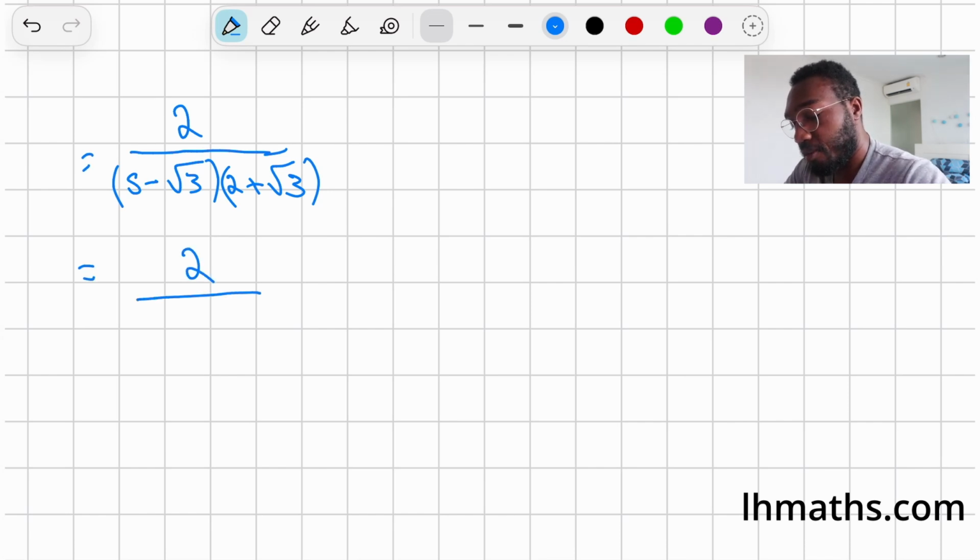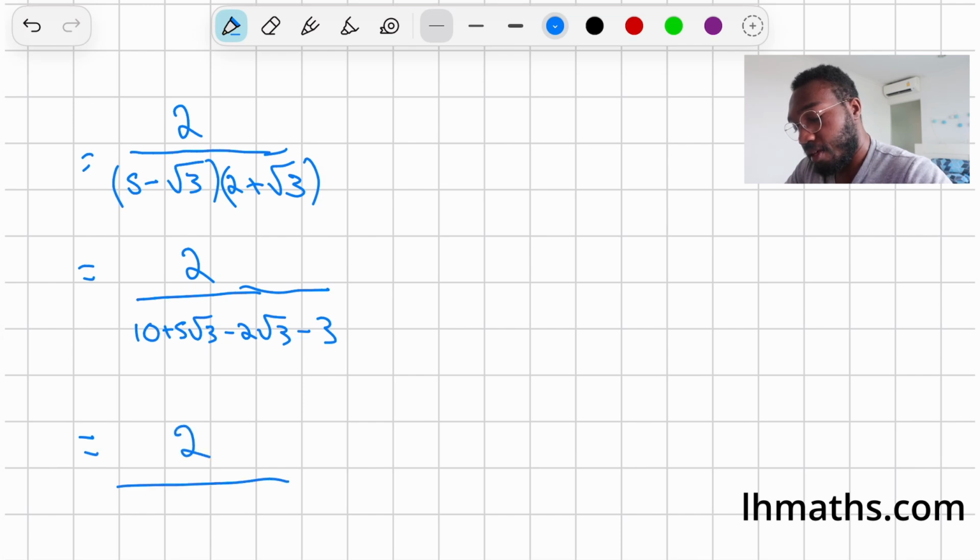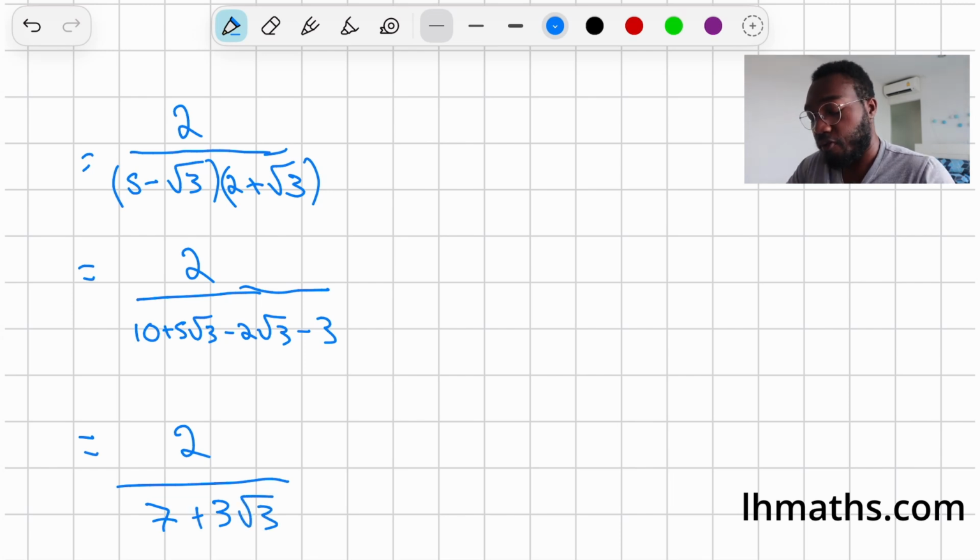So then we get 5 times 2, which is 10. 5 plus root 3 is a 5 root 3. We get a minus root 3 times 2, which is a minus 2 root 3. And then we get a minus root 3 times a root 3, which is just a minus 3. Okay? And therefore, this is 2. And then we get a 10 minus 3, which is 7. And then we get a 5 root 3 minus a 2 root 3, which is positive 3 root 3.